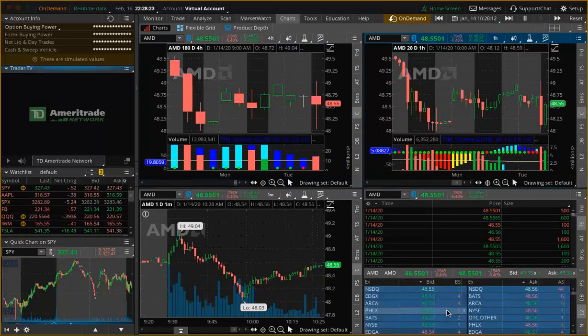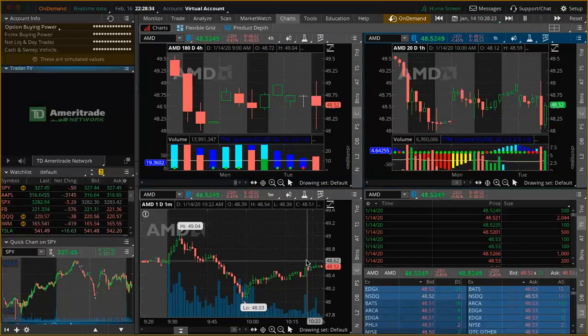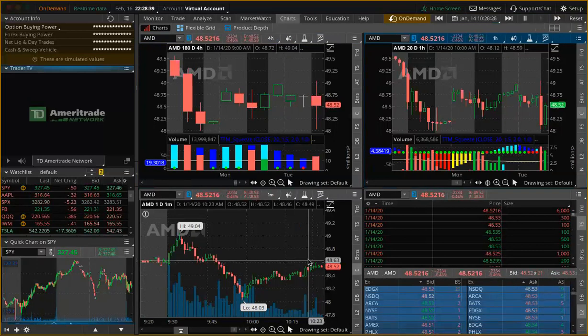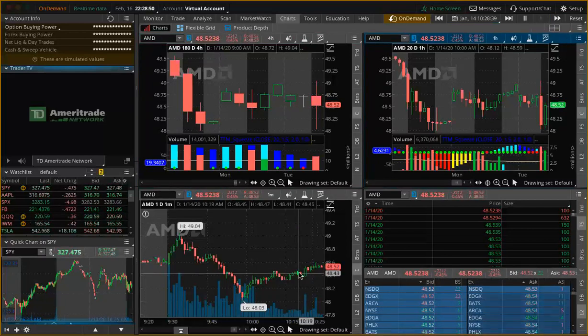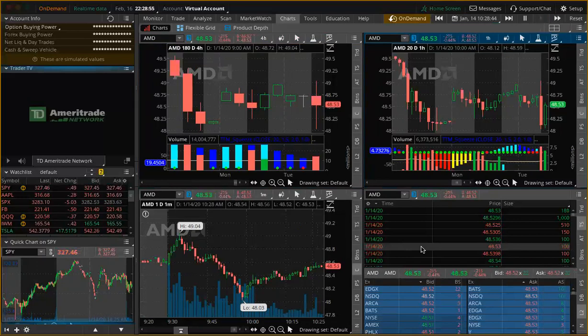Again, reading the tape. We got sellers at the 48.57. If we can break that, then it could rally. It could run. Got some sellers sitting there. Notice how it's bouncing off of the 48.50 level. Check out this 1 minute chart. I wasn't in this trade very long.